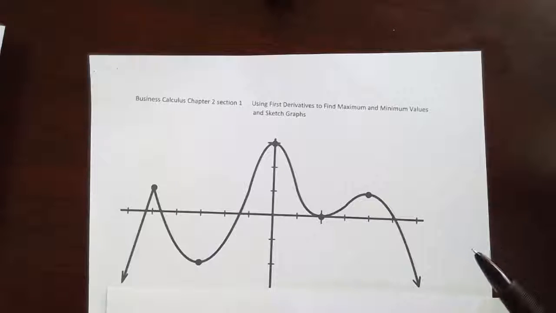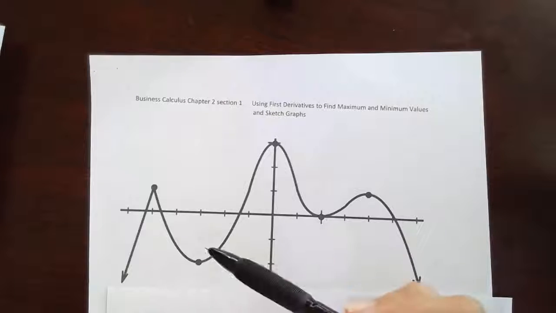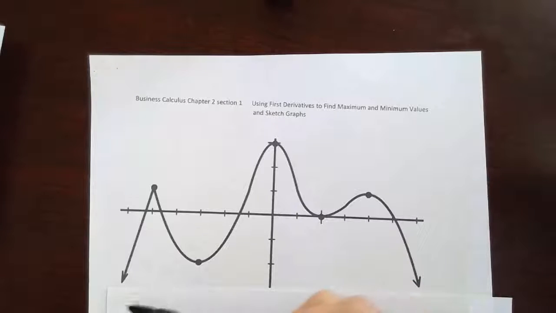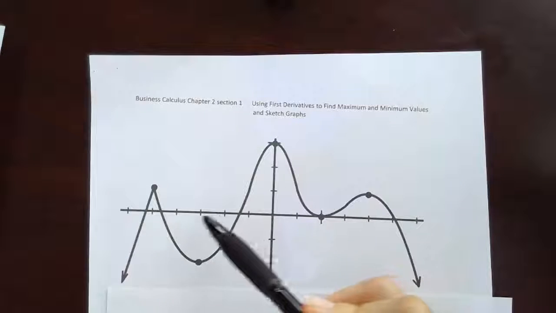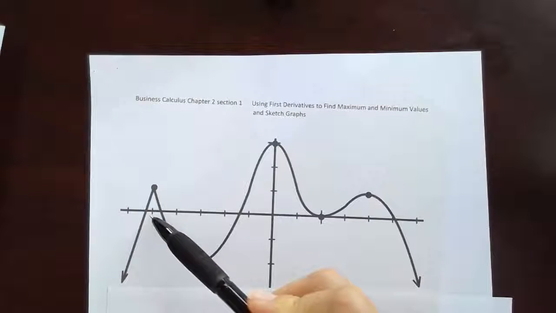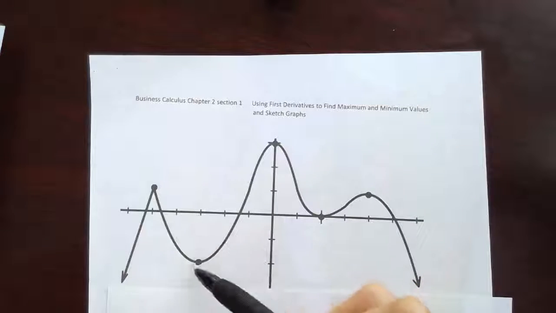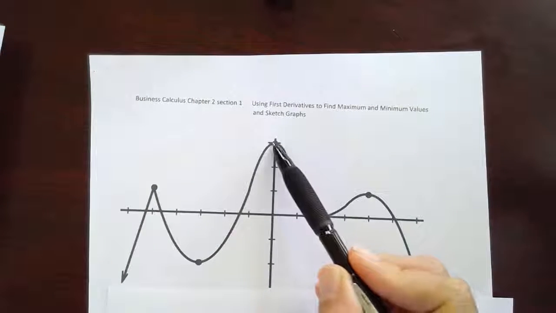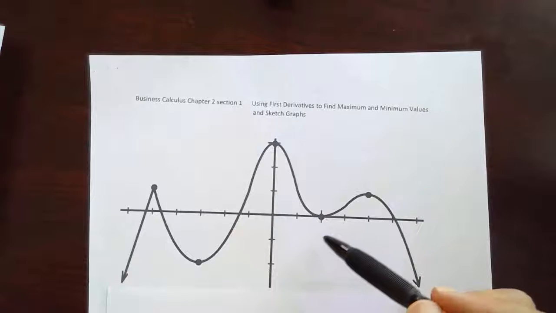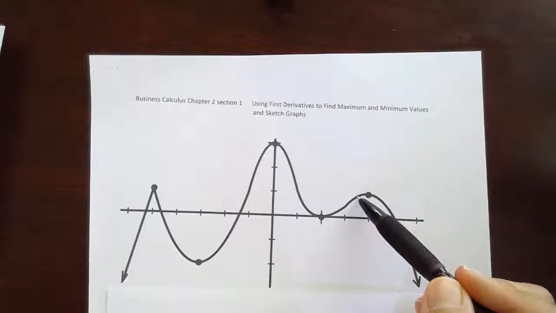So increasing means that as my x values increase, what's the behavior of the y values? If they're getting larger, then we're considered to be increasing. So this is occurring from negative infinity until we get to negative 5. It's occurring between x is negative 3 and 0. It's also occurring between x is 2 and 4.